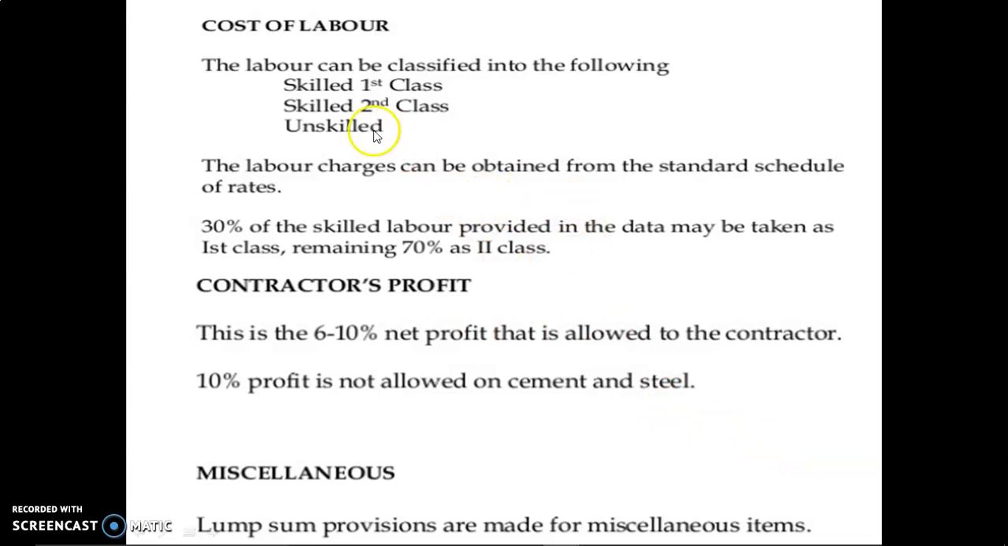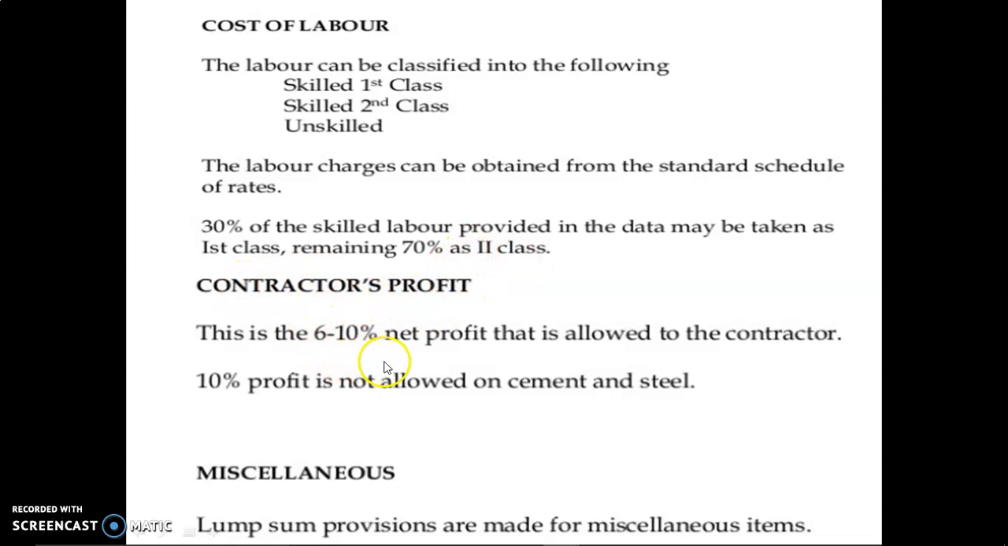Now cost of labor. The labor can be classified into the following: skilled first class, skilled second class and unskilled. So the labor charges can be obtained from the standard schedule of rates. 30% of the skilled labor provided in the data may be taken as first class and the remaining 70% as second class. Here we take contractor profits.